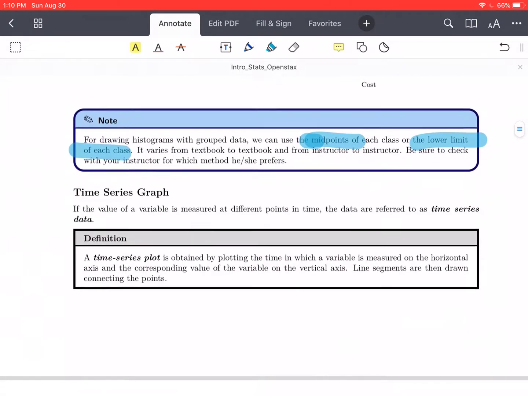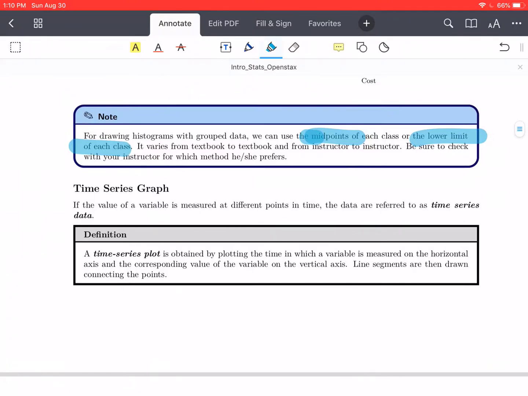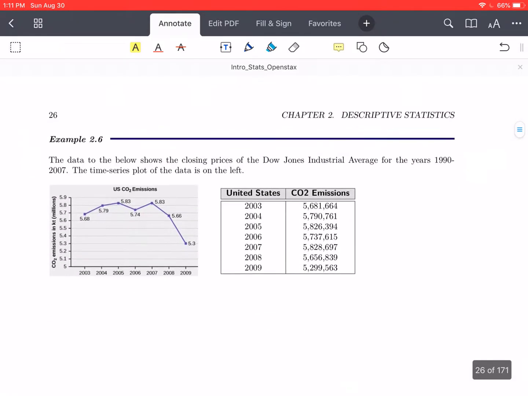Okay. Then there is a time series plot. So a time series plot is obtained by plotting the time in which the variable is measured on the horizontal axis and the corresponding value of the variable on the vertical axis. So a time series plot is just kind of like a frequency polygon, but the horizontal axis is time, so as time passes. So here's an example of that.